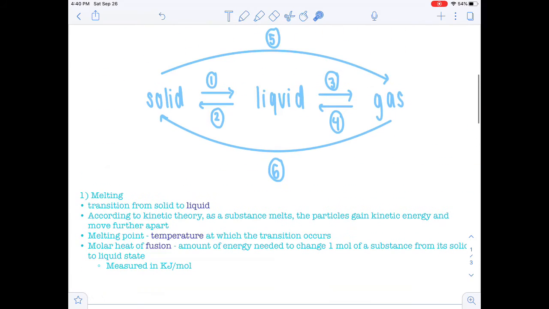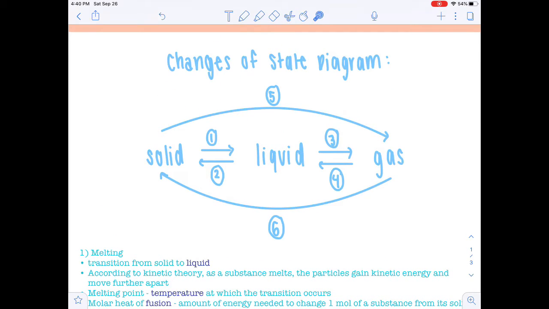Okay, so these are the first 4, right? And I think we're all pretty familiar with melting, freezing, vaporization, condensation. I'm sure we've all heard these 4 before. So I think these last 2 are going to be a little bit more tricky, but I think we can still get it. And if you have any questions, as always, leave them down below and I would be happy to help you answer them.